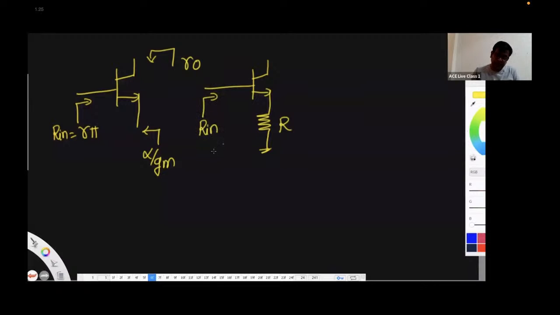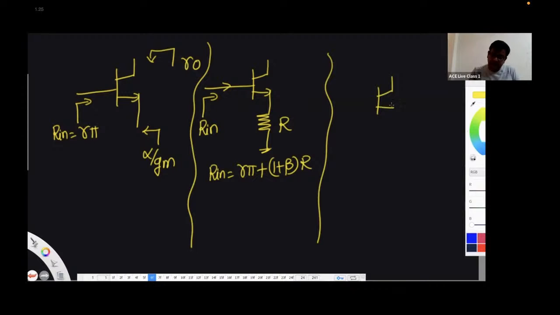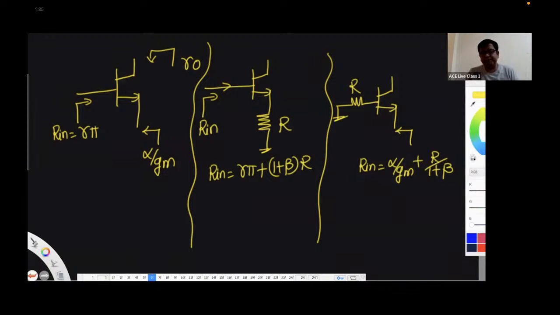So what is the input resistance here? If you see through the base terminal, it is R pi plus this current gets multiplied by 1 plus beta times R. If you have a resistor at the emitter and you are seeing through the base, then it is alpha by GM plus R divided by 1 plus beta.